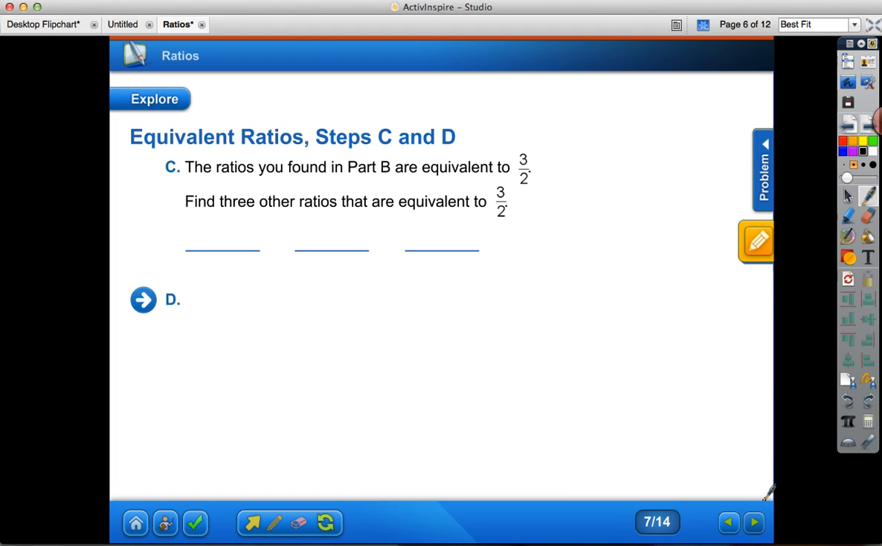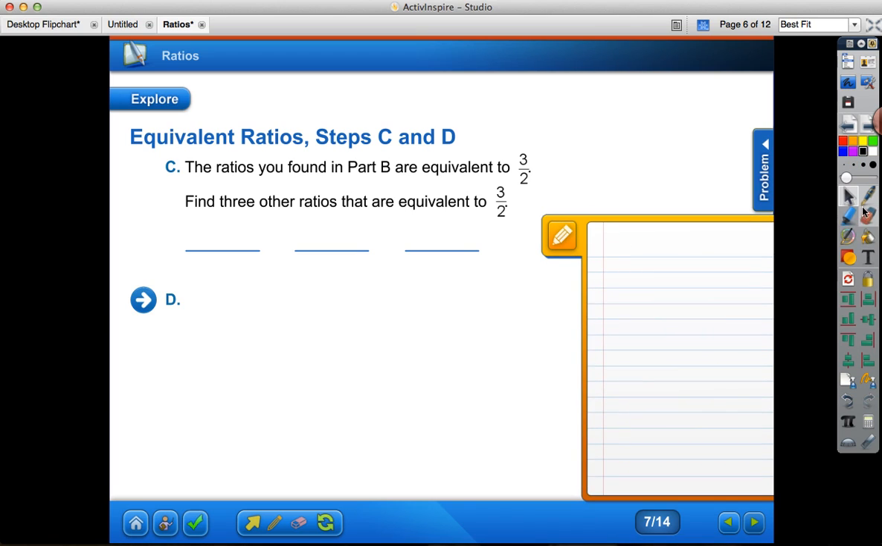All right, so the ratios we found in Part B are equivalent to 3 to 2. We're going to find 3 other ratios that are equivalent to 3 to 2. Since you can multiply or divide by any numbers, let's take a look at 3 and 2. Both of those can only be divided by 1. Dividing by 1 doesn't give you an equivalent ratio. It gives you the same ratio. So let's continue to multiply and continue moving up our number line. So in this case, if we stopped at tripling it, why not go on to multiplying by 4? So you have 3 to 2. If you multiply them both by 4, you get 12 to 8. So there's one equivalent ratio.